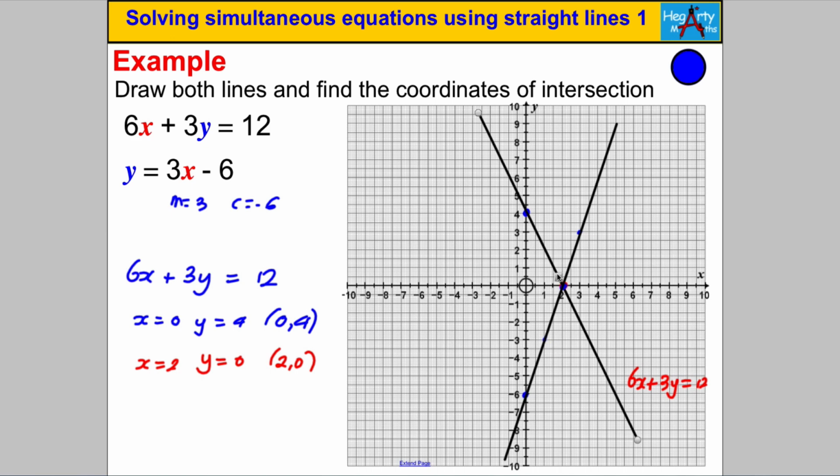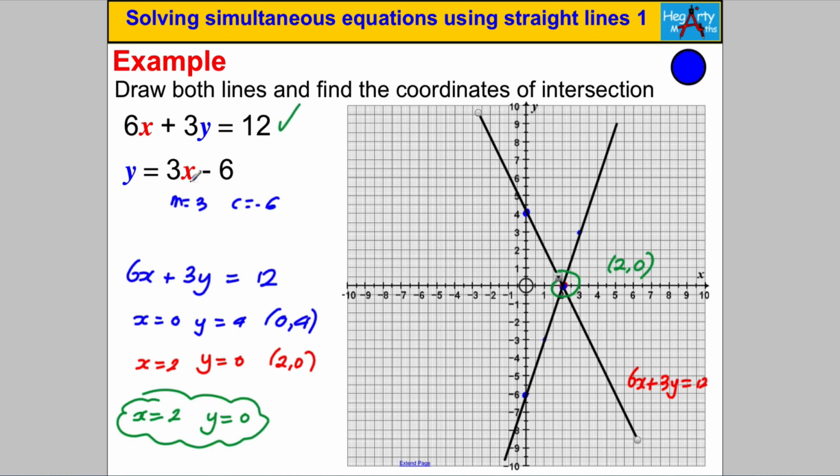And the solution is here, and the solution is at 2, 0. So the solution is x is equal to 2, y is equal to 0. Let's check that that is a solution to these equations. Put in 2 here. 6 times 2 is 12. 3 times 0 is 0. 12 add 0 is 12.